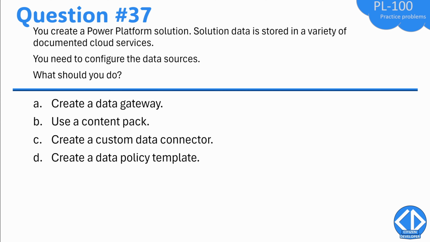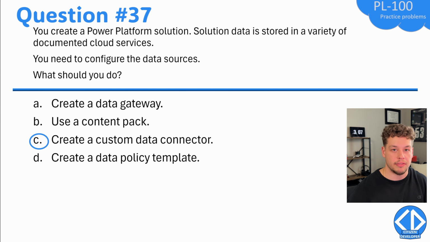A content pack is not going to be related to moving solution data and storing that. So we can go ahead and cross B off as well. Create a custom data connector. That sounds right to me. D, create a data policy template. Yeah, that's not it. So this is going to be C, create a custom data connector. You might get several different questions. I find that more times than not, it tends to be custom data connector. There's different things that could lead to this. But if you're looking for something that is going to connect the Power Platform to documented cloud services, you're going to be leaning towards a custom data connector.